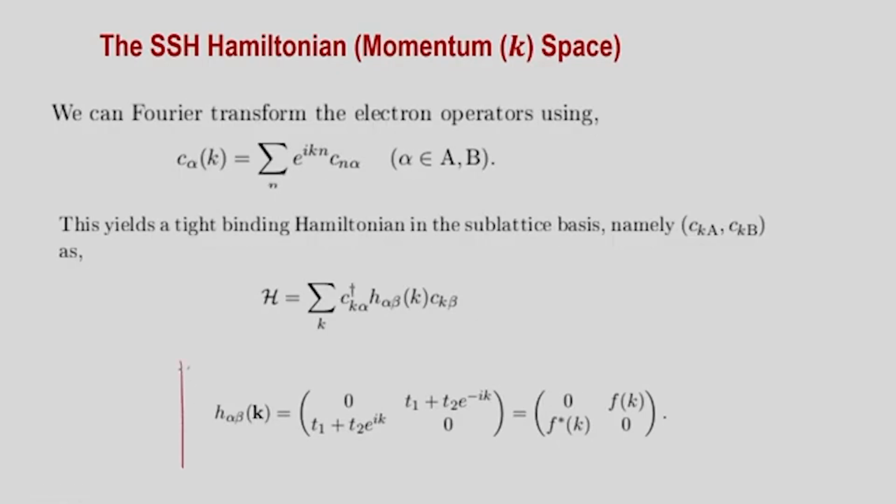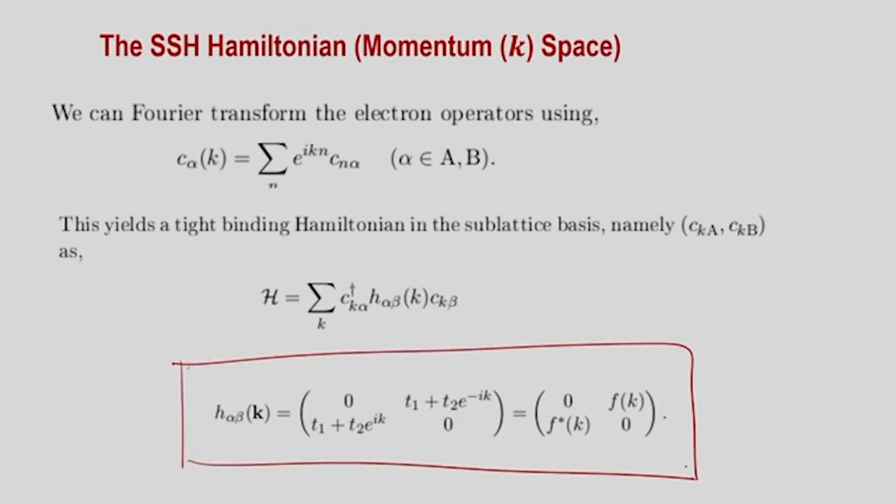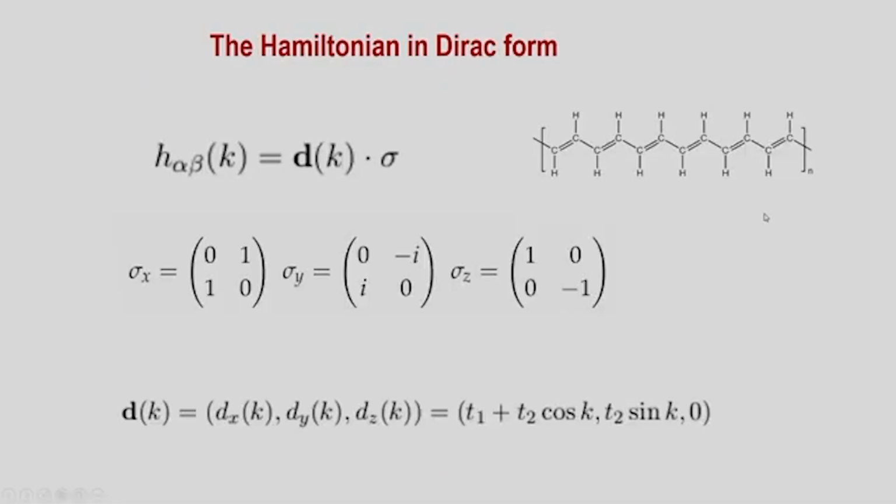Okay. So, just to give you the preliminaries of that, we have written down the Su-Schrieffer-Heeger, or the SSH, Hamiltonian in momentum space, and it has this form here, where it has an off-diagonal form, and this f of k is of course t1 plus t2 e to the power minus i k, where k varies from minus pi to plus pi. That is the Brillouin zone for a one dimensional system.